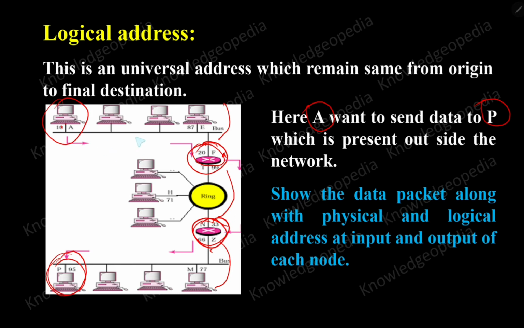So what we have to find out is what will be the physical and logical address here, here, and here for the packet. Let us see. If you look at the packet, the logical source is A, the destination is P, and the physical addresses are 10 and 20.